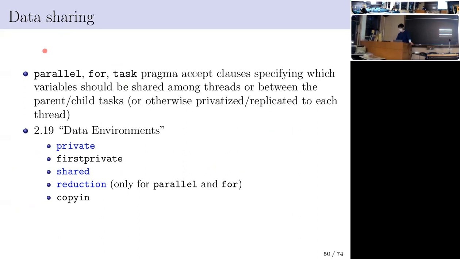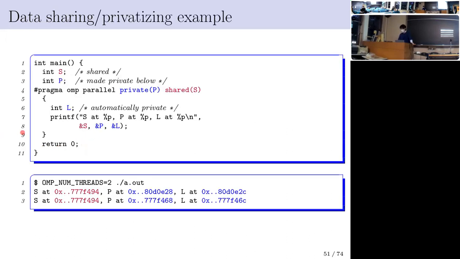In terms of what you have in OpenMP about data sharing, you have parallel, for, task, and these pragmas accept some additional clauses specifying which variables should be shared among threads or between the parent and child tasks. Syntactically, it is specified in this section of the OpenMP spec, and you are going to see some keywords like private, firstprivate, shared, and reduction. So I'll get into some of these things.